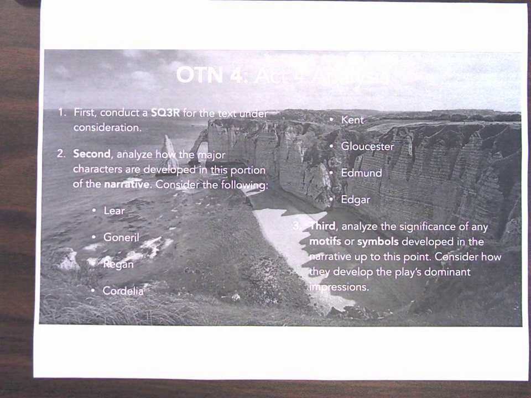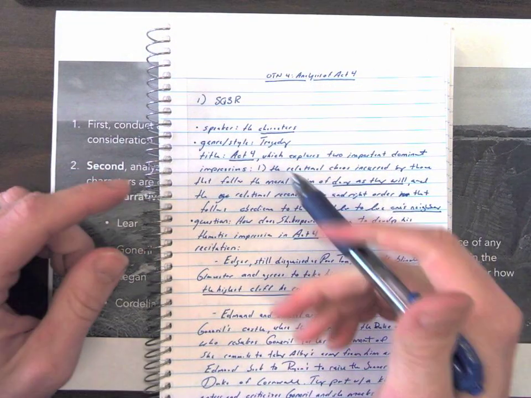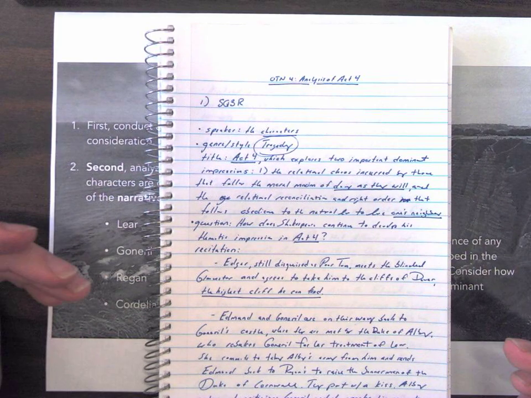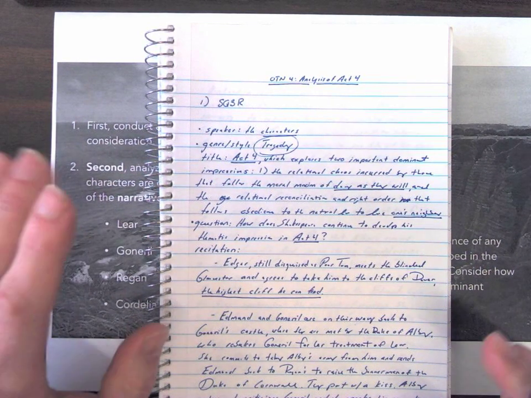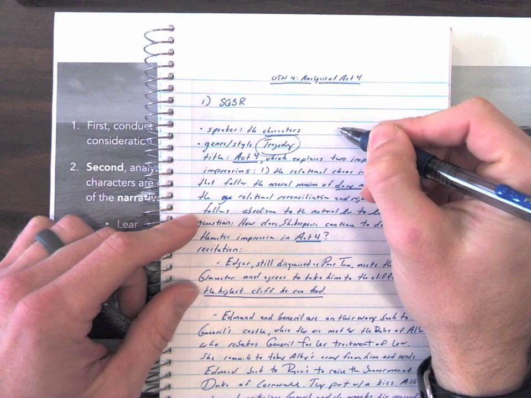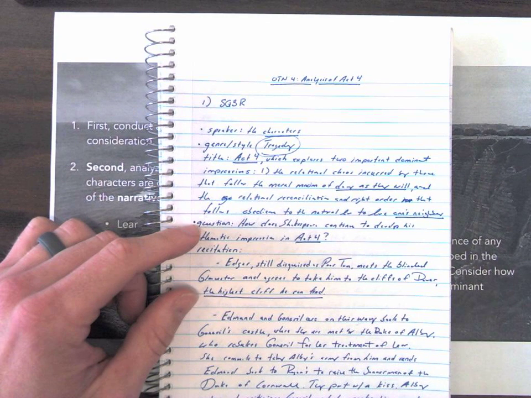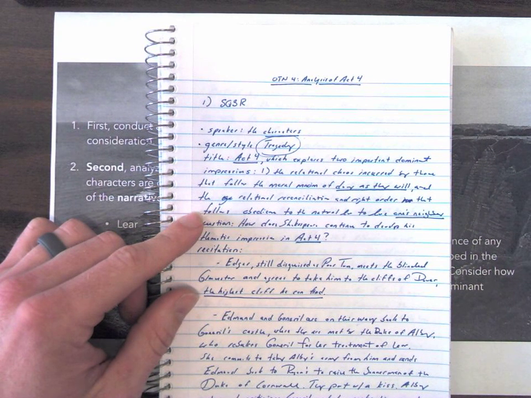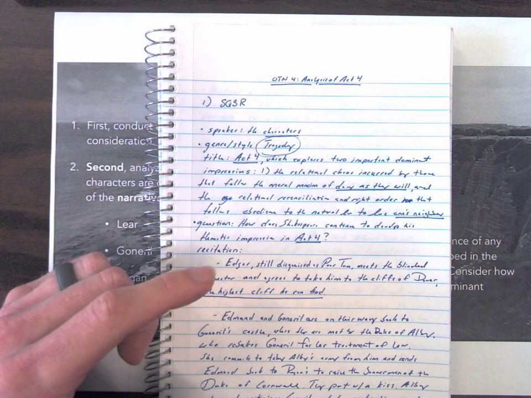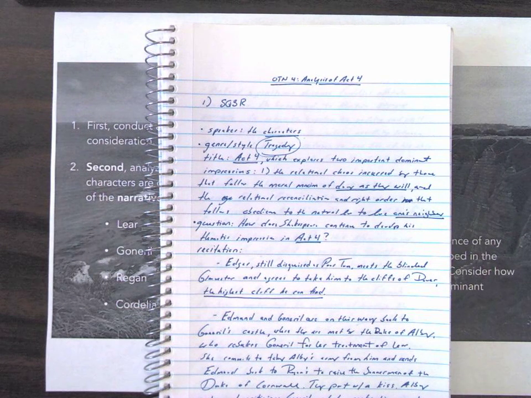Basically, for our SQ3R, the speakers of the text are the characters. The genre, the style, is tragedy. What a tragedy is all about on its most basic or abstract level is taking something disordered and putting it back into order using suffering. That is kind of what a tragic plot does. It takes a character who is disordered, perhaps morally, or just some kind of disordered, unjust thing that is not as it ought to be, and then it corrects it via suffering.